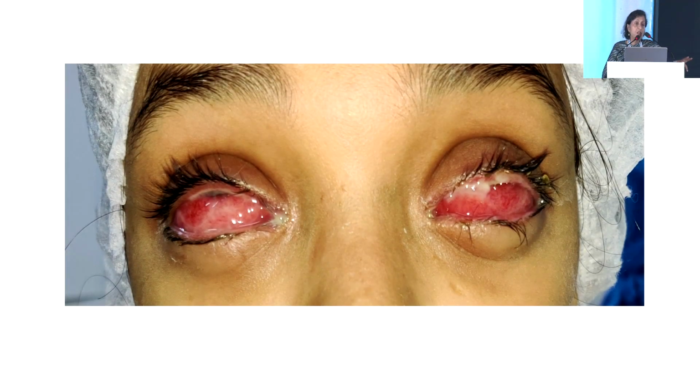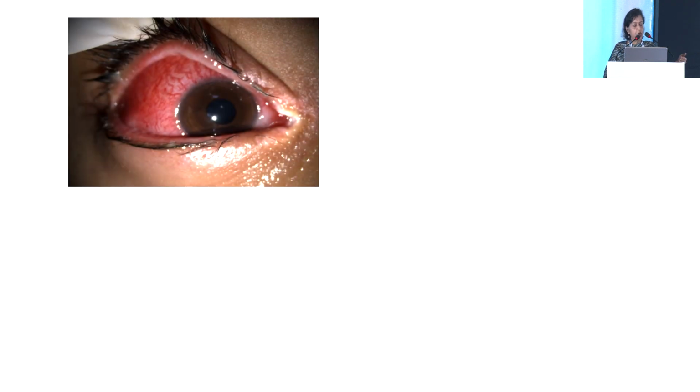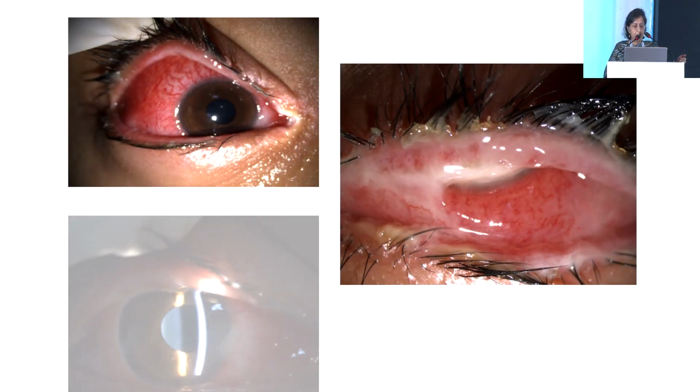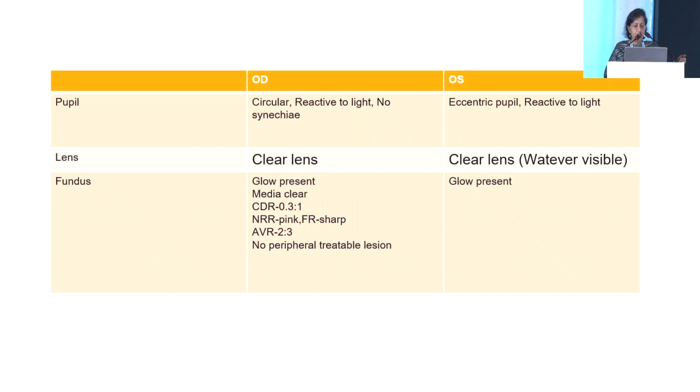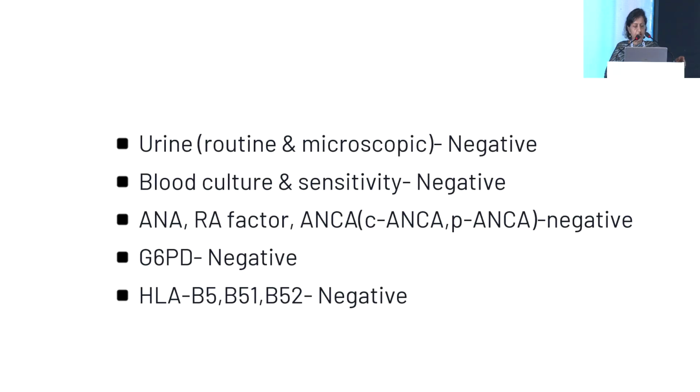This was her vision, 6/12 in the right eye, and just hand movements in the left eye, and these were the appearances of the eyes. So it was really a very dire state, very severe disease. Everything else, as I showed you, and then she was started on topical steroids as well as antibiotics, and gradually the patient responded. There was a clear lens, and ultrasound and conjunctival swab were negative.